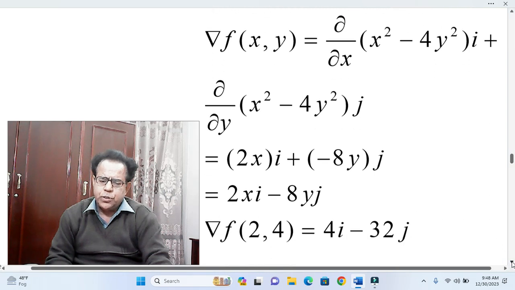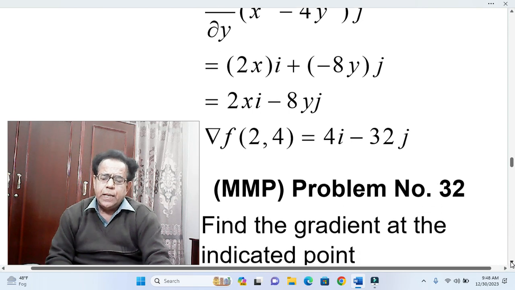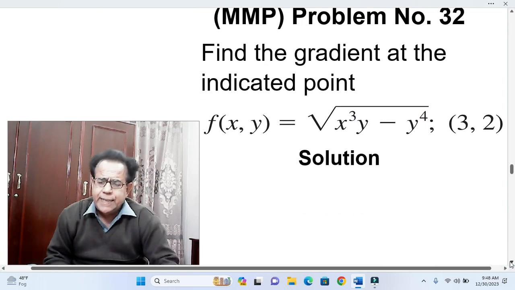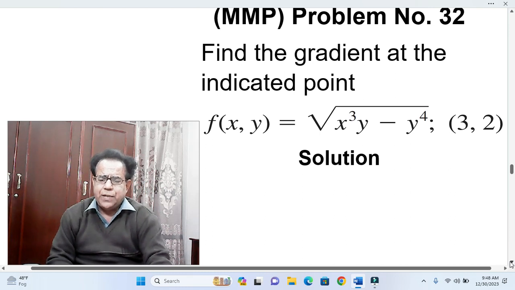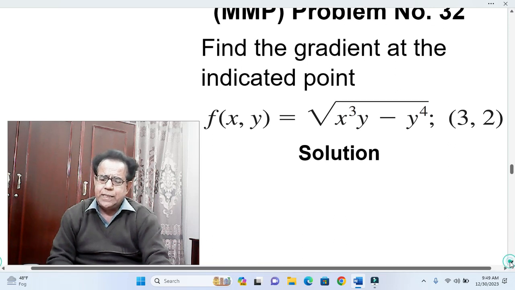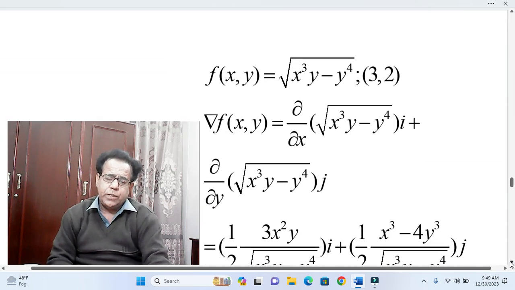Next we will put 2 in place of x and 4 in place of y, so it will become 4i minus 32. Mathematical methods in physics, problem number 32. Find the gradient at the indicated point f(x,y) equal to under root x cube y minus x raised to the power 3y minus y raised to the power 4 at point 3, 2, that is x 3, y 4.